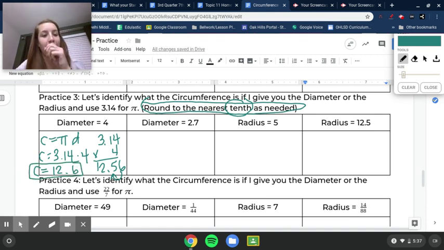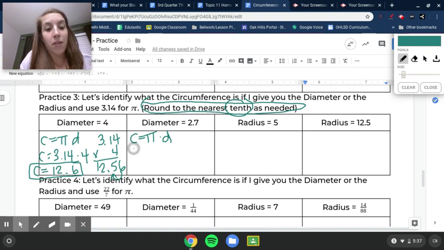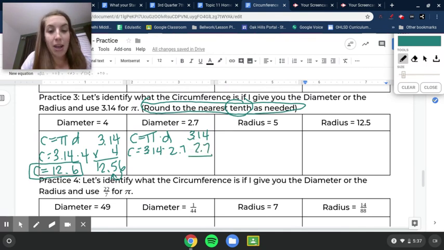Okay. Next one. C is equal to pi times the diameter. I'm using this formula because they're giving me the diameter. Okay, so C is equal to 3.14 times, and instead of that D there, I'm going to put 2.7 because that's what they tell me the diameter is. So put it in your calculator. 3.14 times 2.7. When you put that in your calculator, you get 8.478. But you need to round it to the nearest tenths. So when you do, your 7 tells your 4 to bump up, and your answer is 8.5.